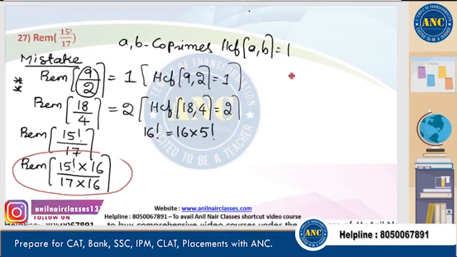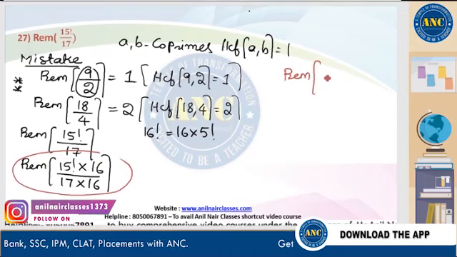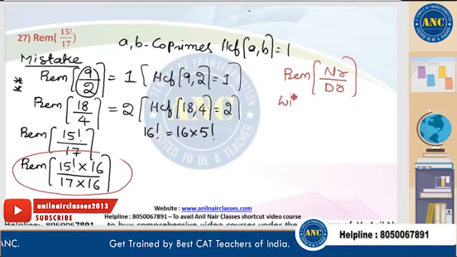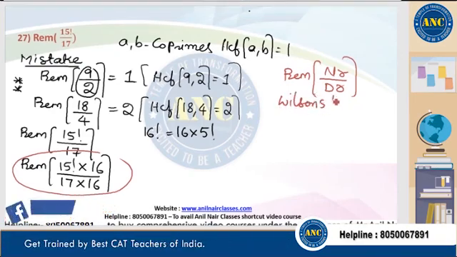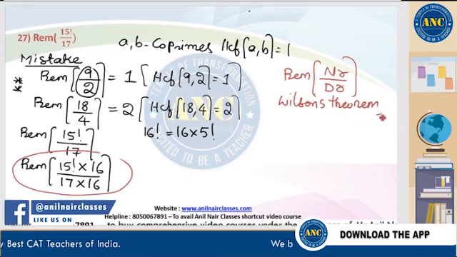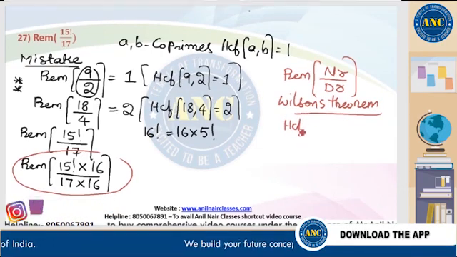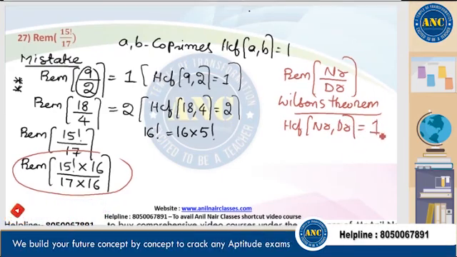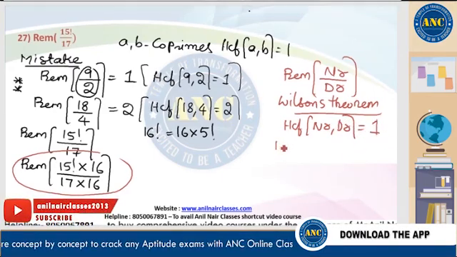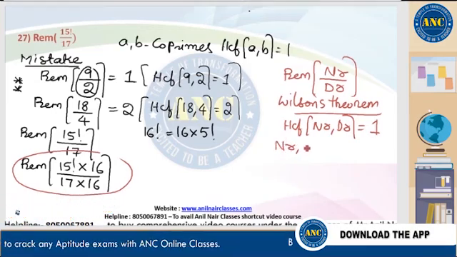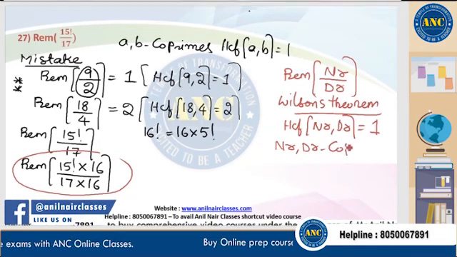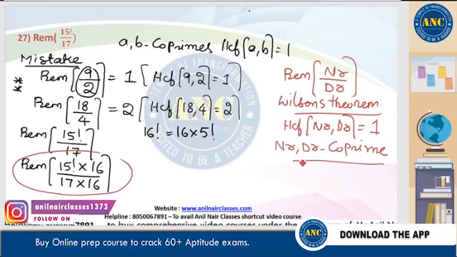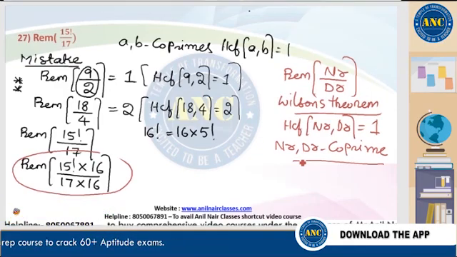Because Wilson's theorem, for the remainder when the numerator is divided by the denominator, is primarily applied when the numerator and denominator are co-prime to each other. Co-prime to each other means their HCF should be 1. When they are co-prime, then Wilson's theorem is used.